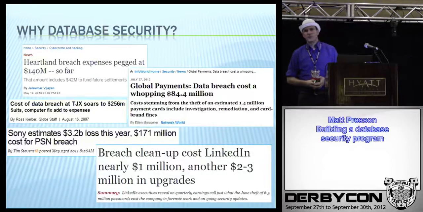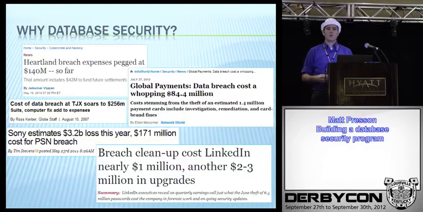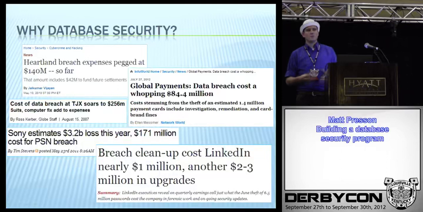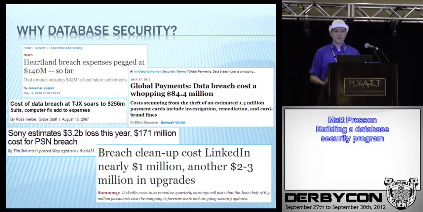Here's quite a few headlines that really illustrate it. I mean, Heartland, Global Payments, TJX, the multiple Sony attacks that happened, like one every day for a month. LinkedIn. All of these companies had the controls that I just mentioned. They had firewalls, they had a NOC, they were monitoring all this stuff. The problem is they weren't watching what people were actually going after. They weren't watching who was accessing their data.